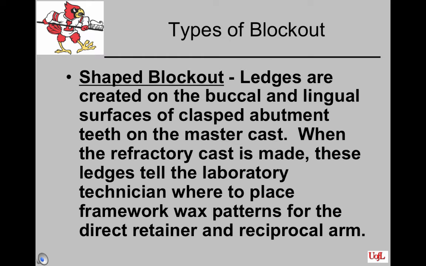A third type of blockout is shaped blockout. Ledges are created on the buccal and lingual surfaces of the clasped abutment teeth on the master cast. When the refractory cast is made, these ledges help tell the laboratory technician where to place the frame wax patterns for the direct retainers and reciprocal components.